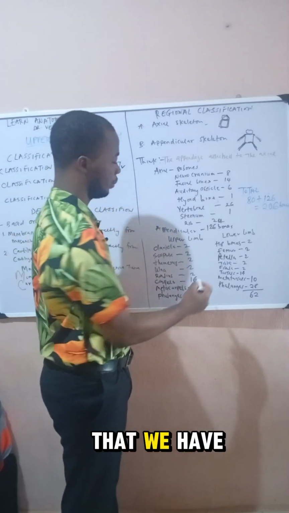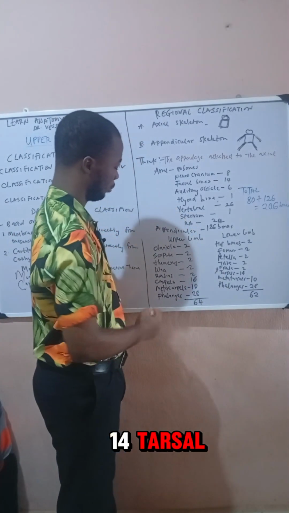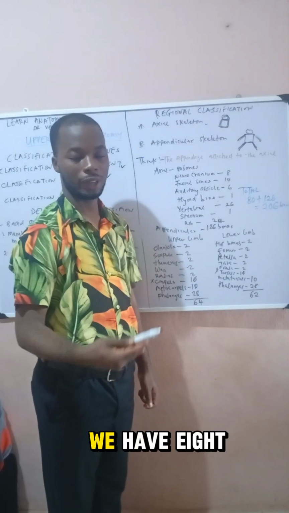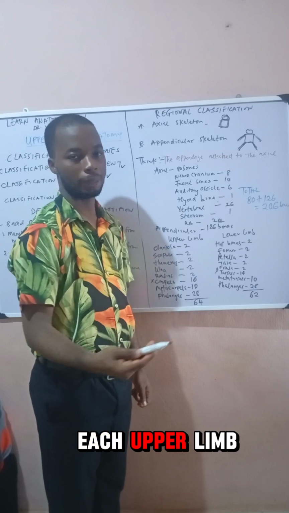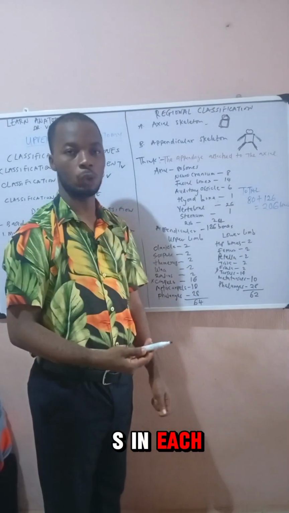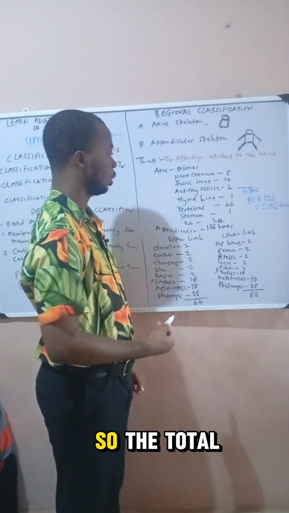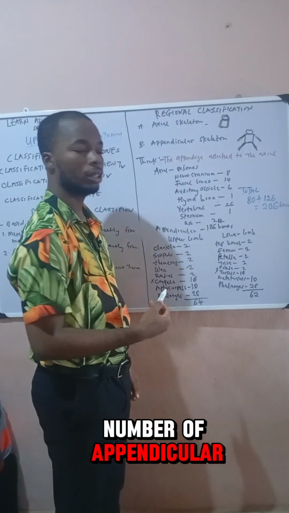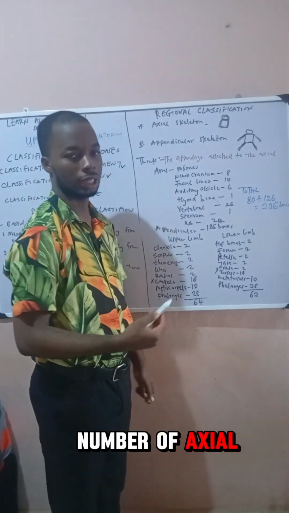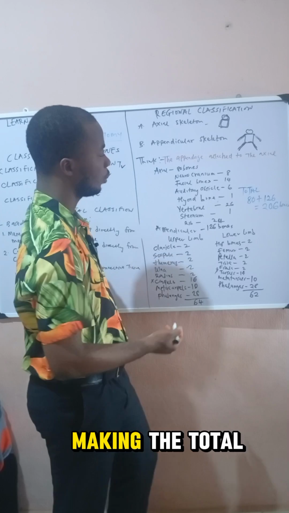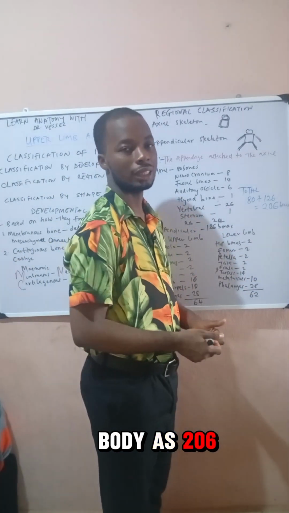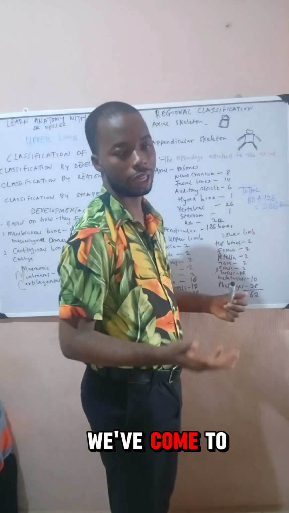You should note that we have 14 tarsal bones and 16 carpal bones. Now, for each upper limb, we have 8 carpal bones, making it 16 total, and we have 7 tarsal bones in each lower limb, making it 14. So the total number of appendicular skeleton is 126, while the total number of axial skeleton is 80 bones, making the total number of bones seen in the body 206 bones.